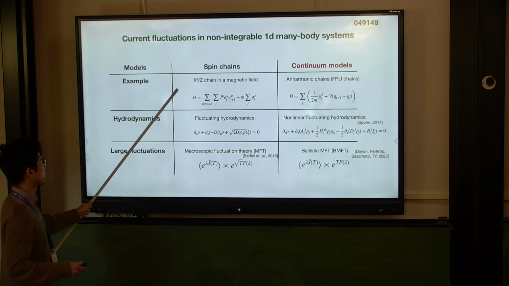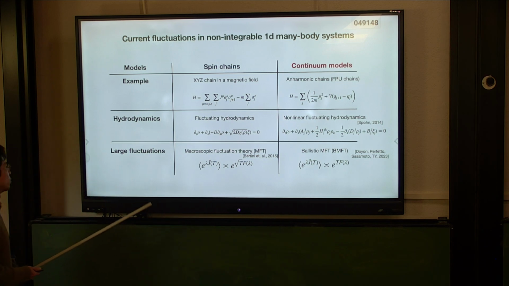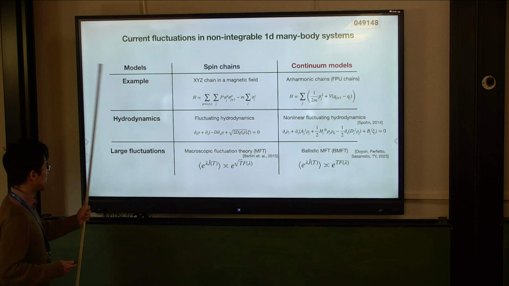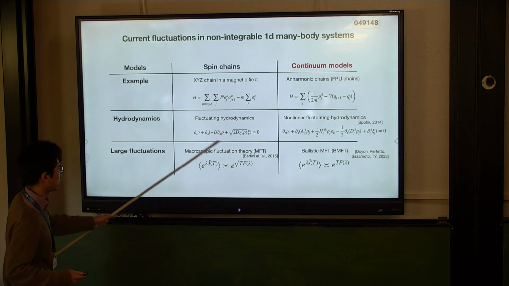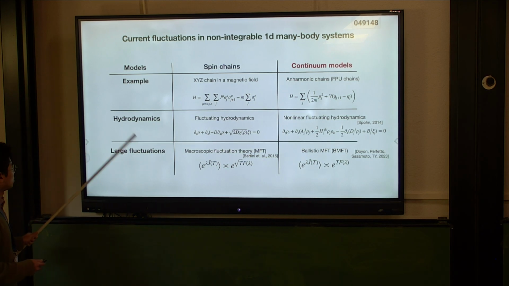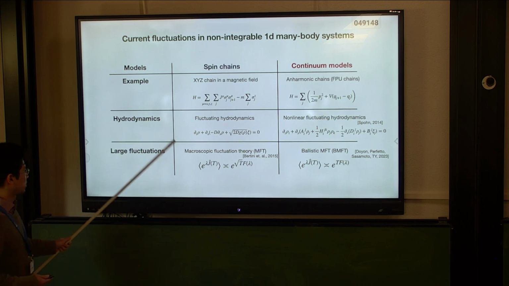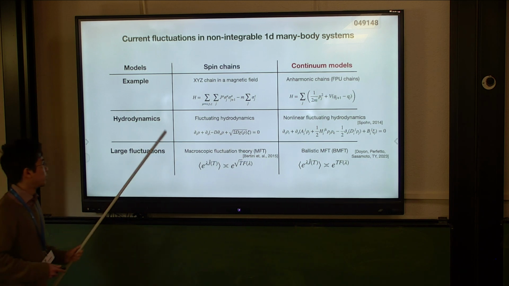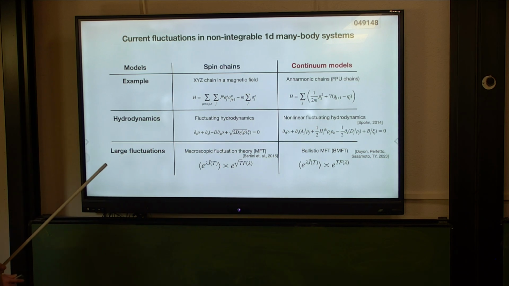For example, you can consider the XYZ chain in a magnetic field as an example of a non-integrable spin chain, which just conserves the energy. There are no other conserved charges. So for that energy, you can write down the hydrodynamic equation. If you want to include the fluctuation around the mean value, then you can write down this kind of fluctuating hydrodynamics. So that's the usual thing. And if you want to know the large fluctuations, the rare events, then you can use, like I said, the so-called macroscopic fluctuation theory, and this is the kind of prediction.